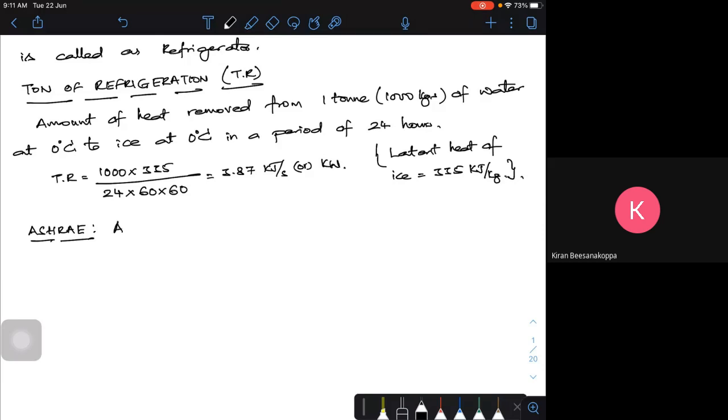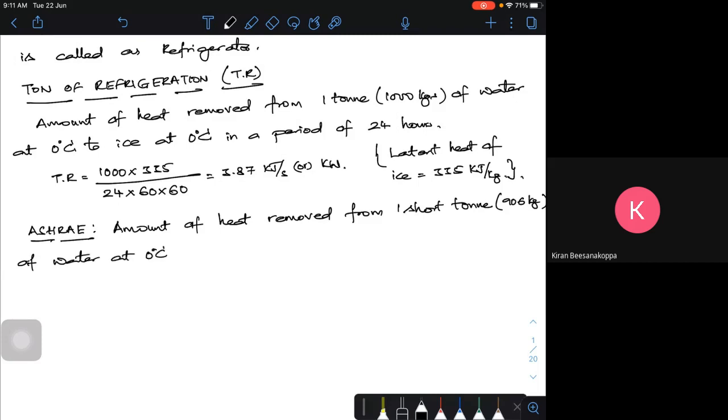It is the amount of heat removed from 1 short ton. They changed this. What is this one short ton? It is 906 kgs of water at 0 degrees Celsius to ice at 0 degrees Celsius in a period of 24 hours. You refer to any textbook, this is the definition.